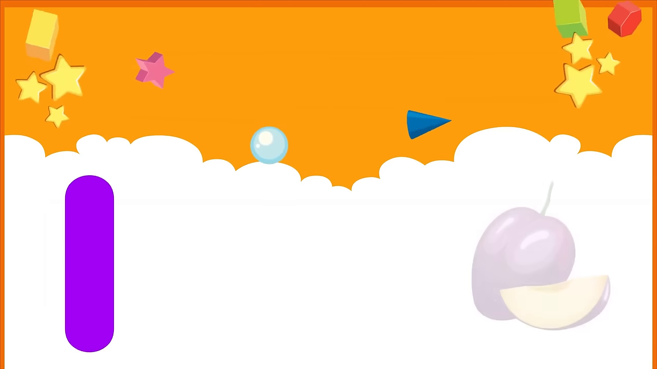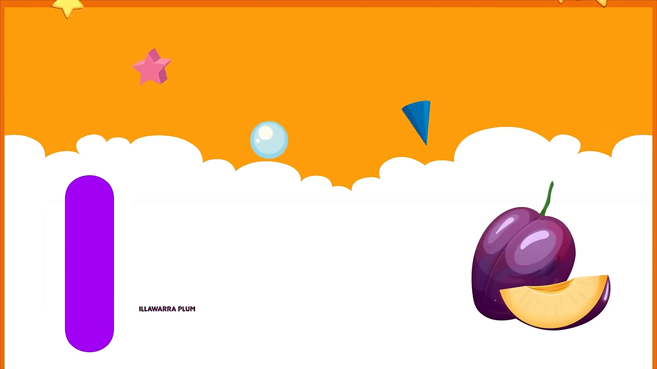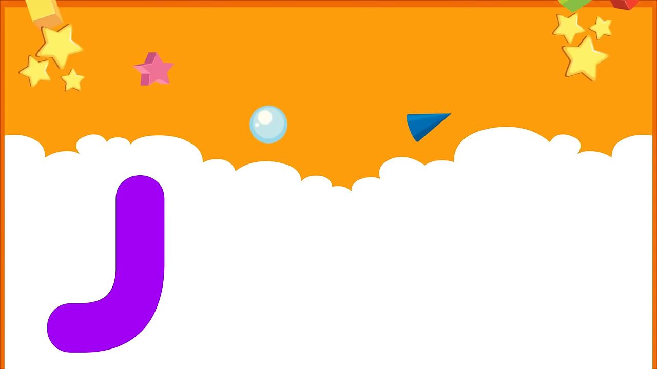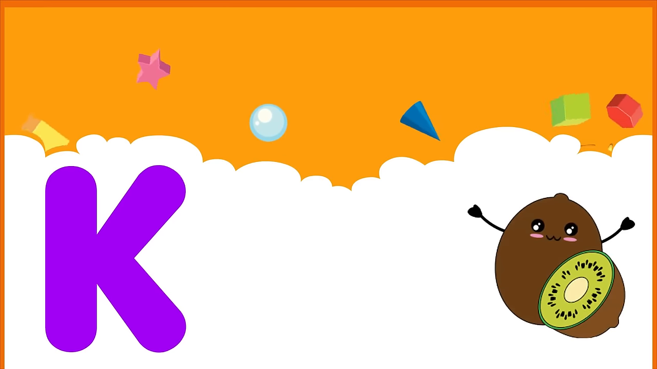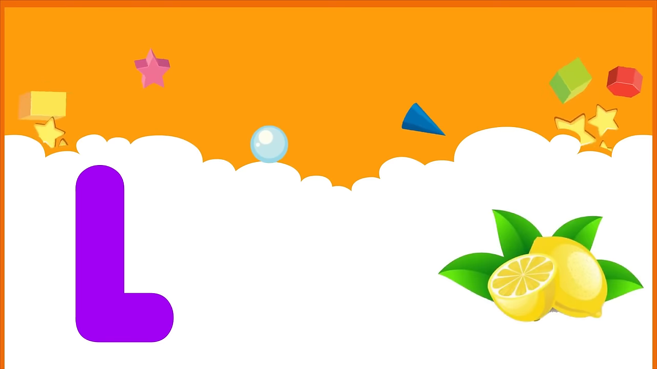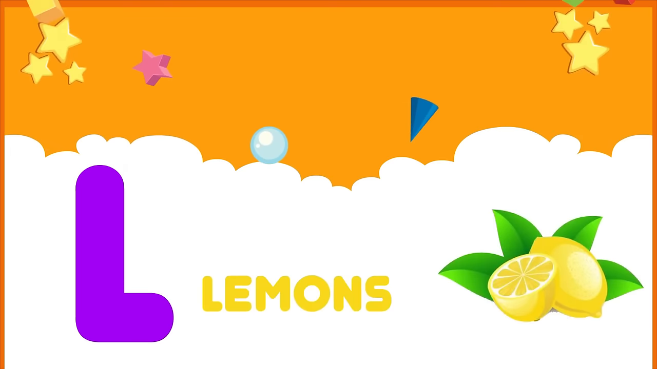I is for Illawarra plum. I, I. Illawarra plum. J is for jackfruit. J, J. Jackfruit. K is for kiwi. K, K. Kiwi. L is for lemons. L, L. Lemons.